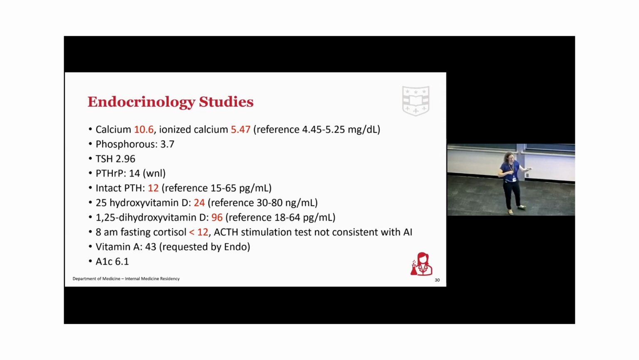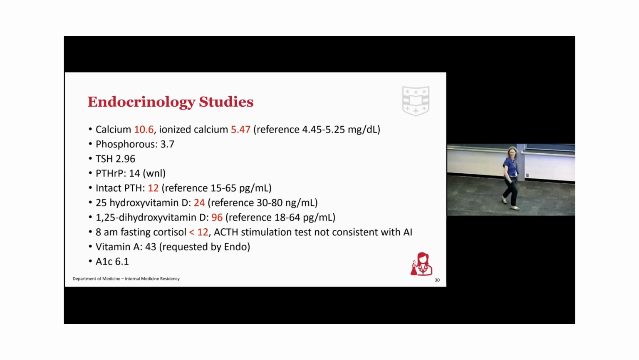Okay, so our 25 hydroxy vitamin D level, and recall that's a stored form of vitamin D, is actually a touch low for the level we usually shoot for, which is 30. Lots of controversy about that. But our 125 level is high, right? So it's 96. So this is clearly 125 mediated hypercalcemia. There you go. My job is done.